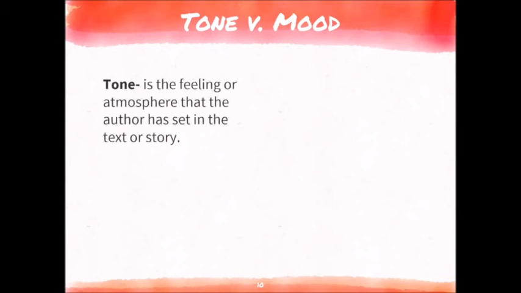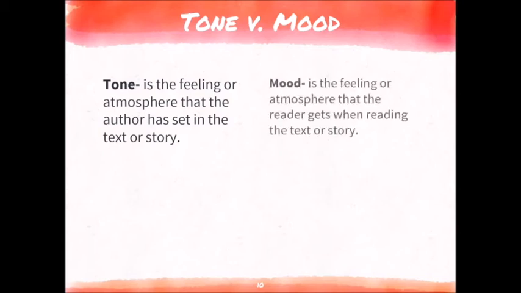Before we get started with our text-dependent questions, I wanted to discuss tone versus mood. Now, our first text-dependent question states, in source E, how does President Roosevelt try to provide a sense of hope to Americans? Regarding the sense of hope, you have to consider what his tone was, because tone is the feeling or atmosphere that the author has set in the text or story. But mood is the feeling or atmosphere that the reader gets when reading the text or story.